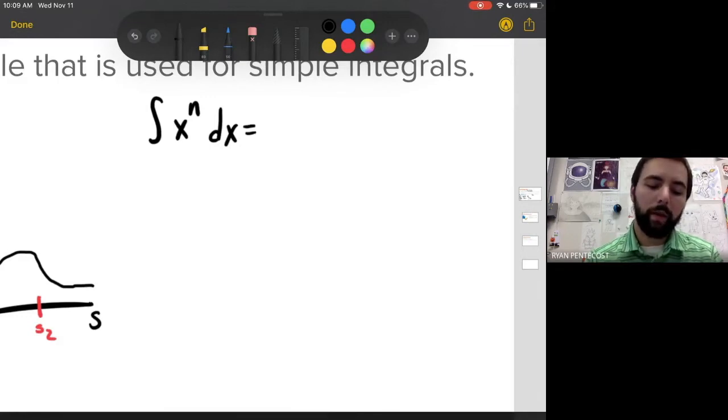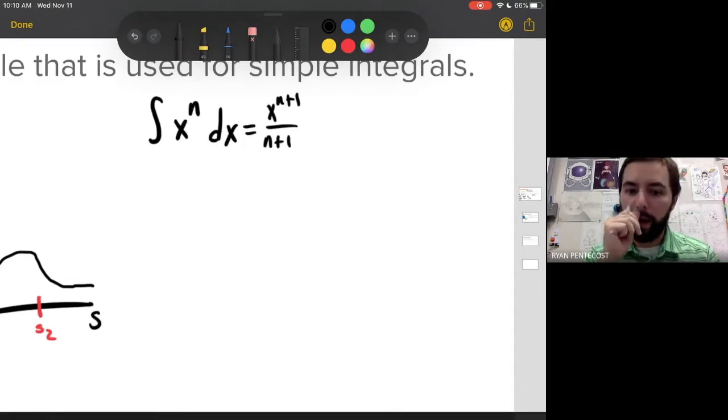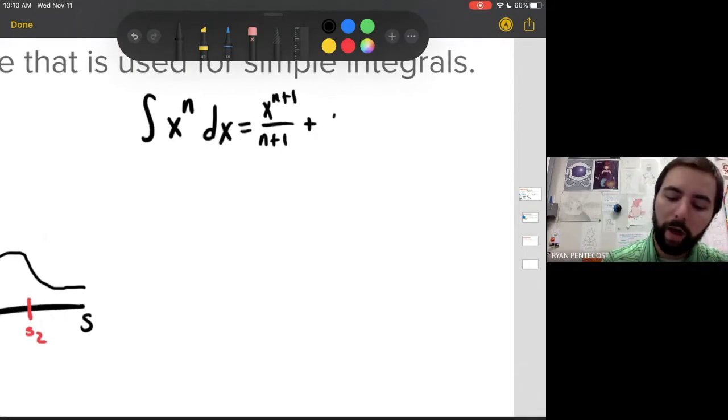Now, if we integrate x to the n dx, instead of subtracting 1 from the exponent, bringing exponents down and multiplying, we actually do the opposite. We will add 1 to the exponent, and instead of multiplying, we actually divide by that exponent. Now, here's a new part. We also add a constant.